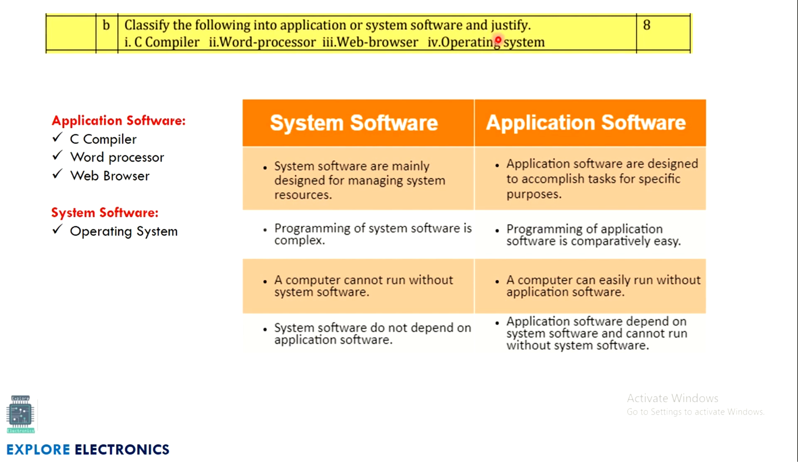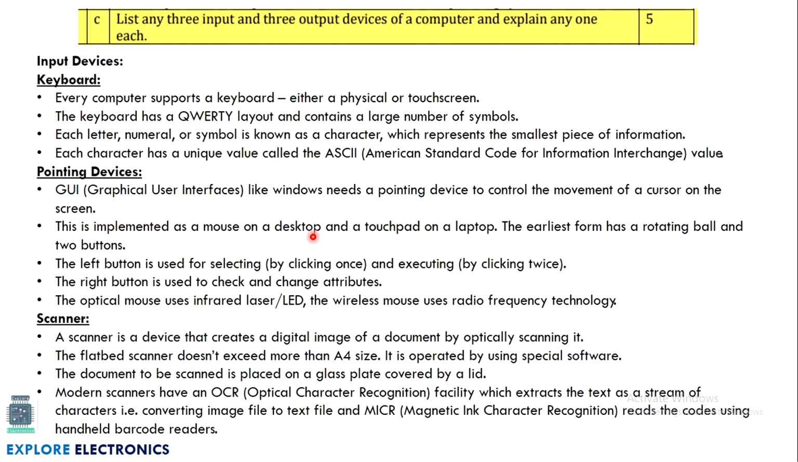When they are asking for justifying, you just can't classify them, but you have to give the difference between them and justify your classification. So you can give a system software and application software difference table like this and then explain. This will fetch you 8 marks.